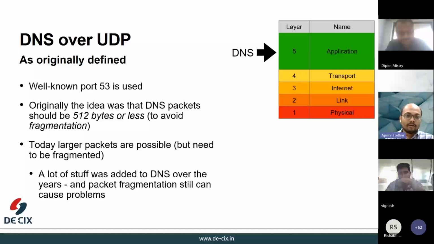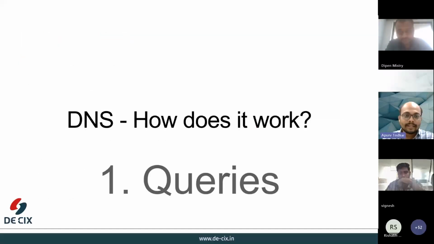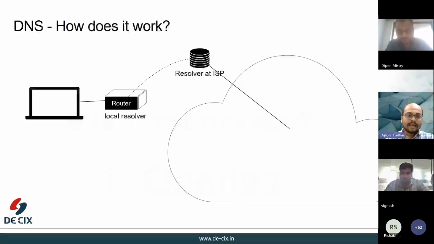But DNS was invented to basically translate names to numbers. Over time, a lot of additional features were added to DNS, and for this session, we'll only focus on how DNS translates names to numbers. So let's see how DNS basically works. The first topic is queries, and I'll start by explaining how DNS queries for an IP address.